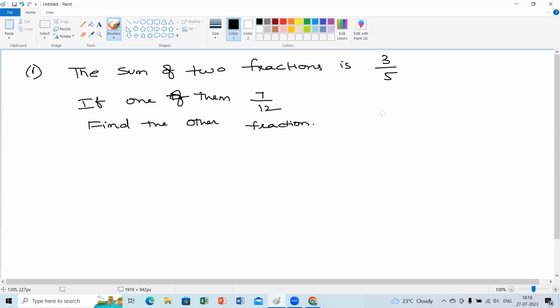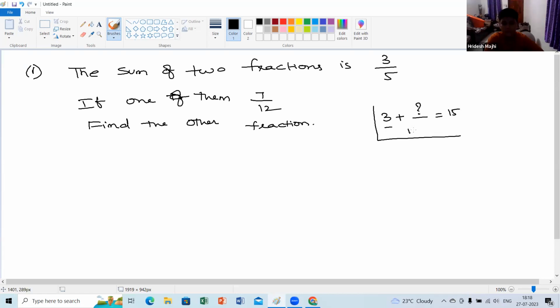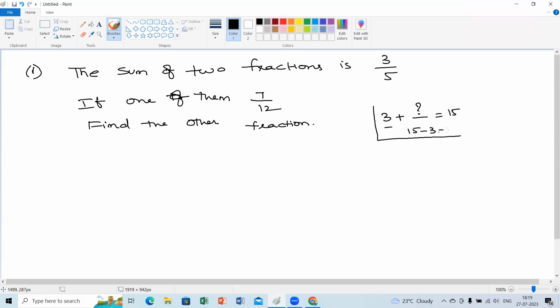Generally, suppose the sum of two numbers is 15 and one of the numbers is 3. Find the other number. What will you do, children, to find the unknown number here? Ma'am, LCM. No, not in this case. 15 minus 3, because they are natural numbers, you can subtract. Please apply the same thing here.